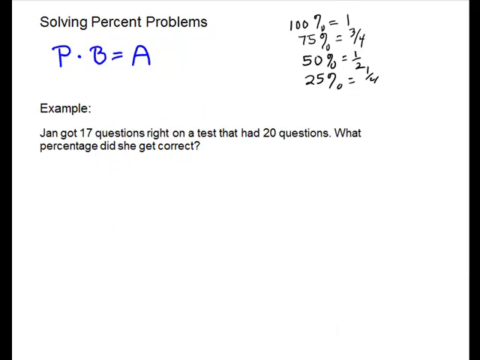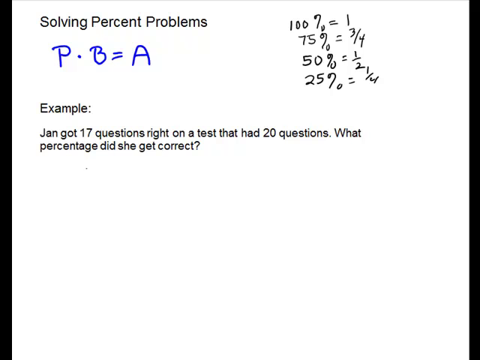Let's look at one more example. It says Jan got 17 questions right on a test that had 20 questions. What percentage did she get correct? So this one is not a direct translation. Remember at the beginning, that I said you can think of the base as the whole thing and the amount as the part. So we can still work with our formula.